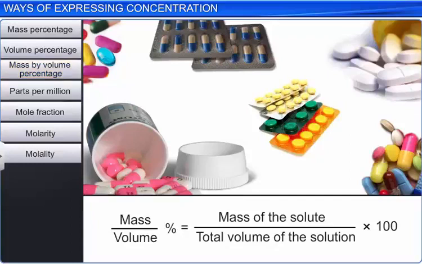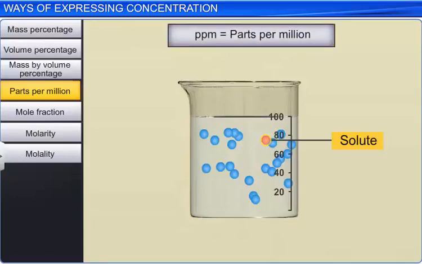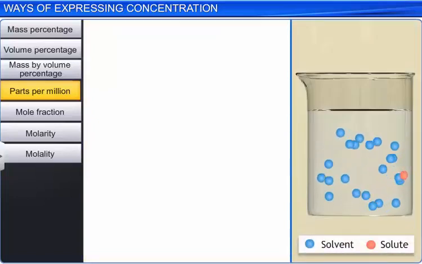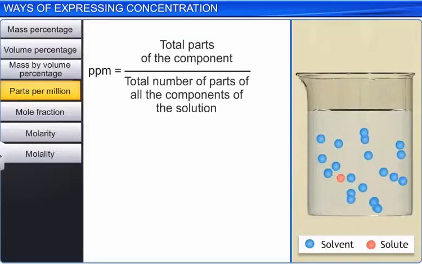When a solute present in a solution is in a very small quantity or trace amounts, then its concentration is expressed in another quantity known as parts per million or ppm. Parts per million or ppm is defined as the ratio of parts of the solute to million parts of the solution. Mathematically, it is expressed as the total parts of the component divided by the total number of parts of all the components of the solution multiplied by 10 to the power 6.